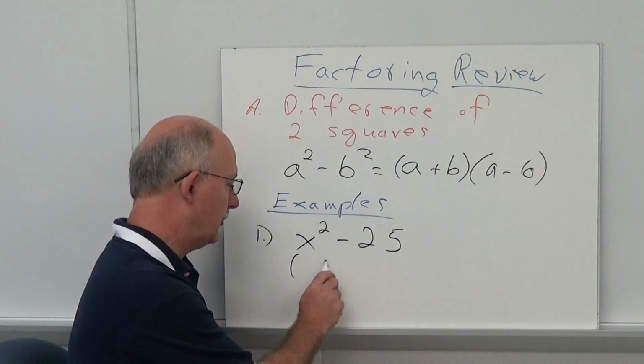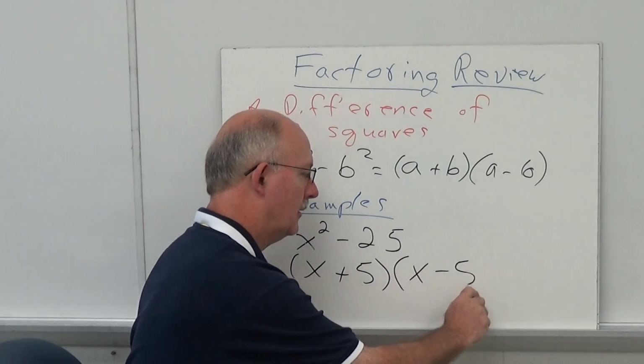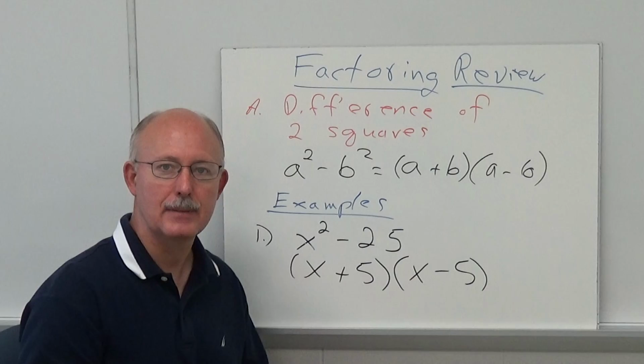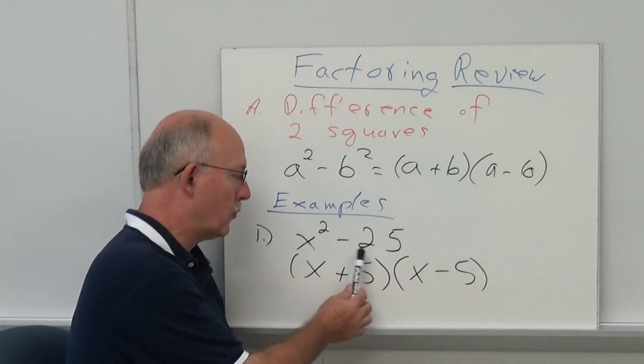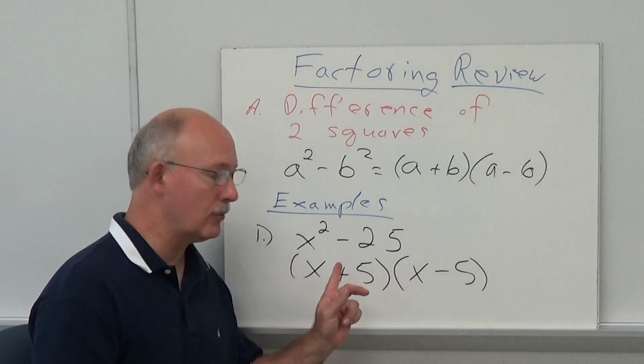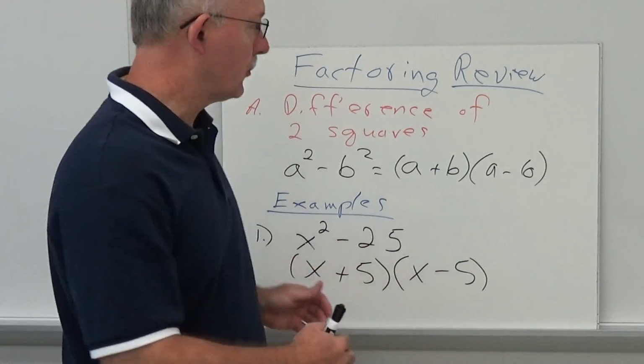So this will factor as x plus 5 times x minus 5, and that's all there is to factoring a difference of two squares. Just make sure you can recognize that it is a difference, so it has to be subtraction or that won't work. All right, let's try a couple more examples.